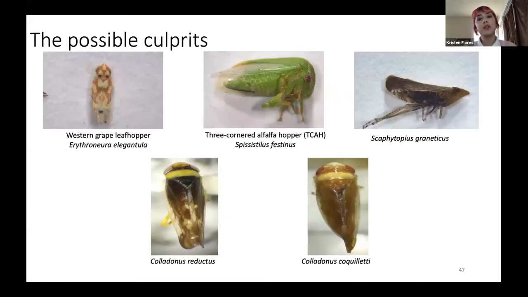So to reiterate, the potential vectors are Western grape leafhopper, Tica, Scaphotopius, and the 2 Colladonis species. Western grape leafhopper, Scaphotopius, and Colladonis are all leafhoppers that are most commonly found in the vineyard canopy. Tica, on the other hand, has been primarily recovered in the ground cover and depends on it for its survival.